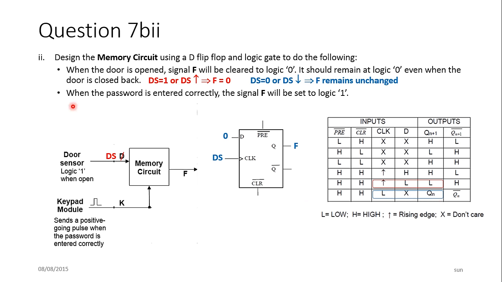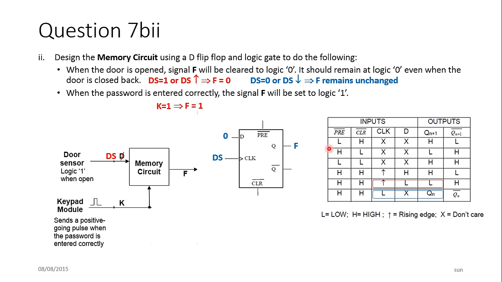The next requirement is when the password is entered correctly, that is K equal to 1, signal F will be set to logic 1. This means Q will go high. We know that for Q to go high, we need to supply pre with a low.